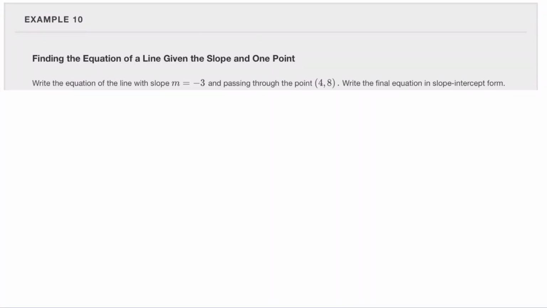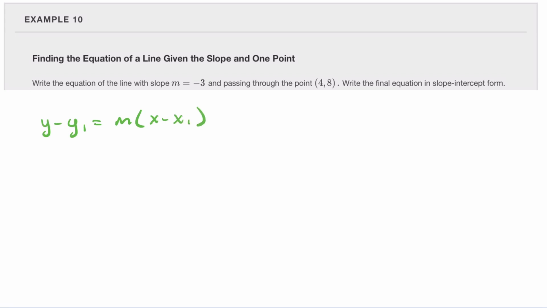So write an equation of a line with this slope passing through this point and write the final equation in slope-intercept form. Now, I personally don't use point slope. I like to use the slope-intercept form, but for this one, just to showcase the point slope form, I'll go ahead and start with point slope and finish with slope-intercept. So point slope is going to be y minus y1 equals m times x minus x1.